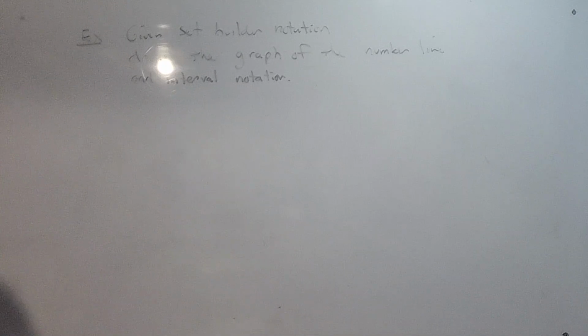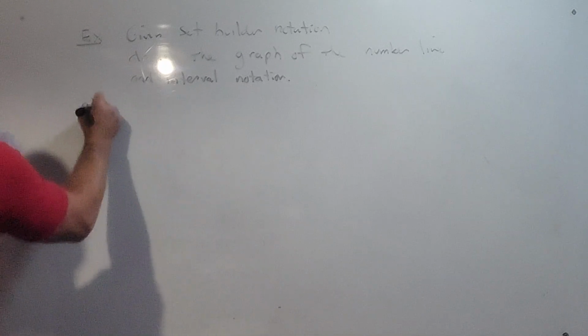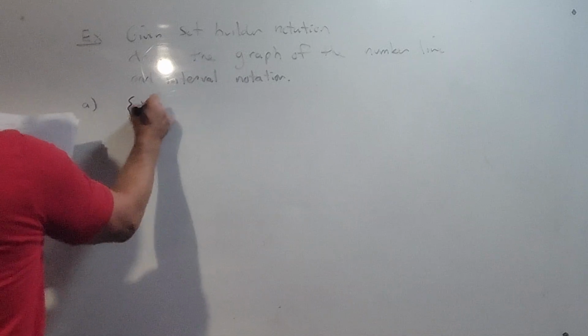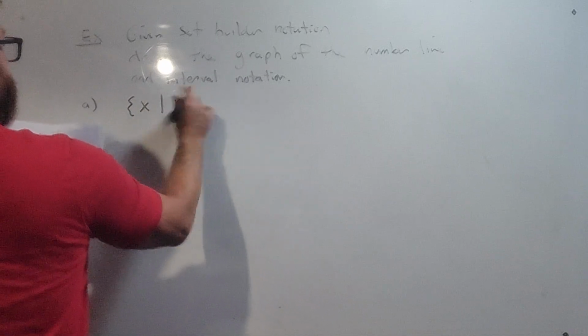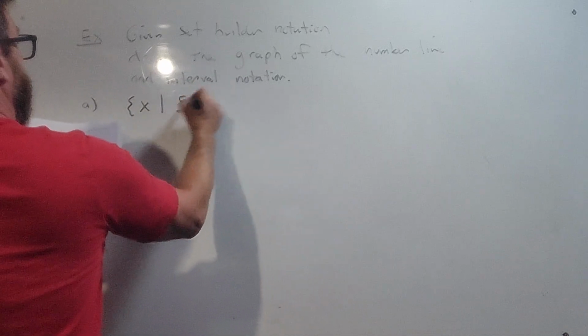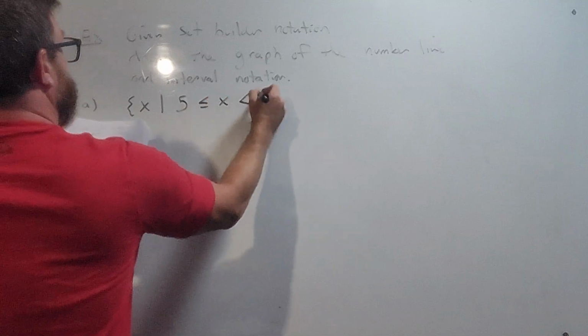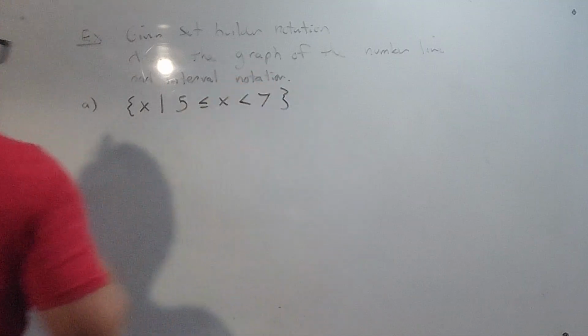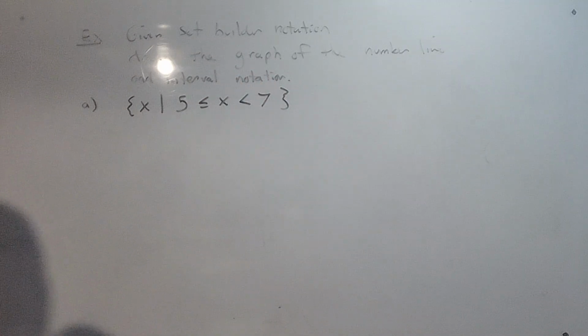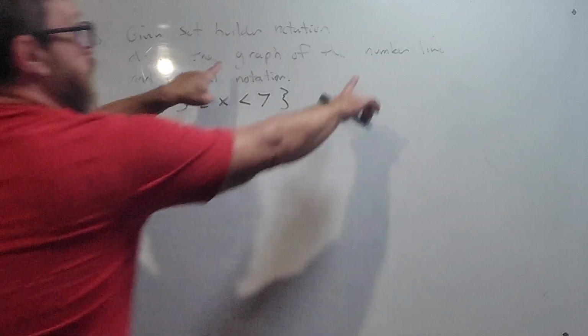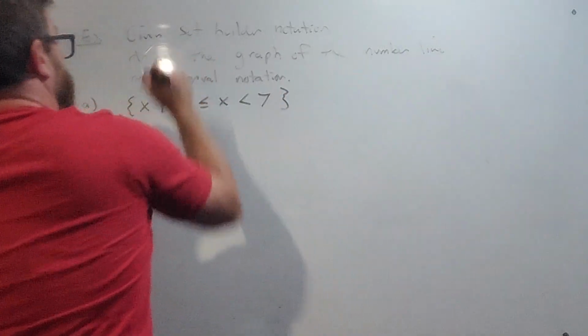So the first one is going to be a. Let's say all x such that 5 is less than or equal to x, which is less than 7. So if I want to write this, this is what we're given, the set notation. I want to do a graph of the number line and then eventually interval notation.